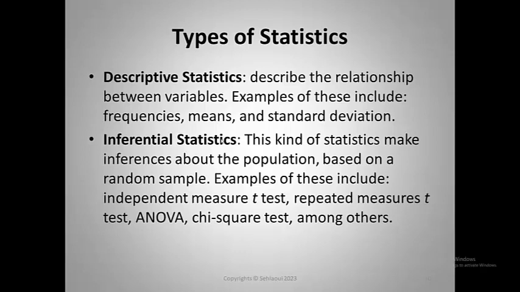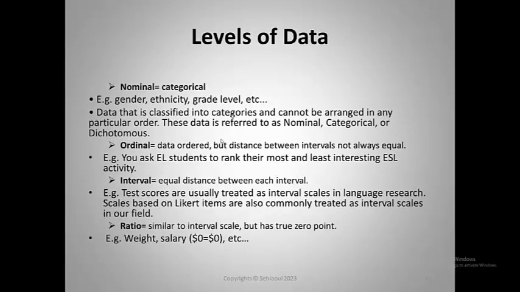Okay, types of statistics. Again, descriptive statistics describe the relationship between variables. Examples of these would include frequencies, means, and standard deviation. The mode is also mentioned in descriptive statistics. Inferential statistics make inferences about the population based on a random sample. Examples of these include independent measures t-test, repeated measures t-test, ANOVA, chi-square, among others.